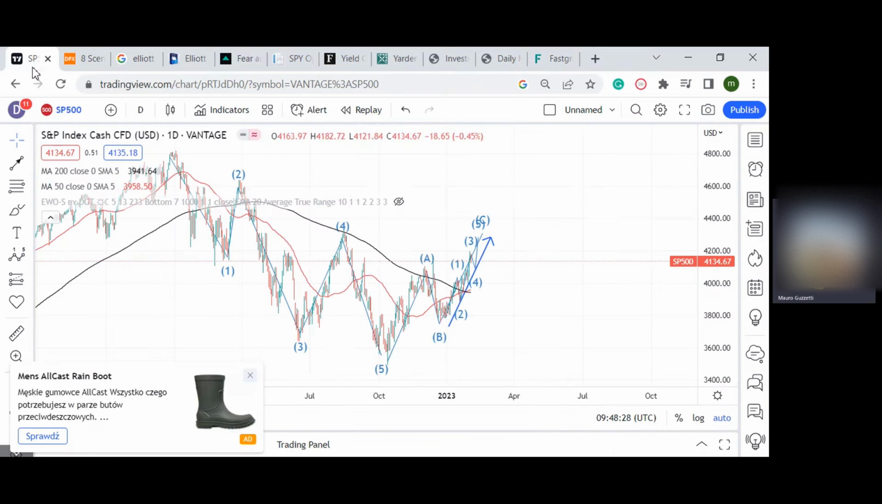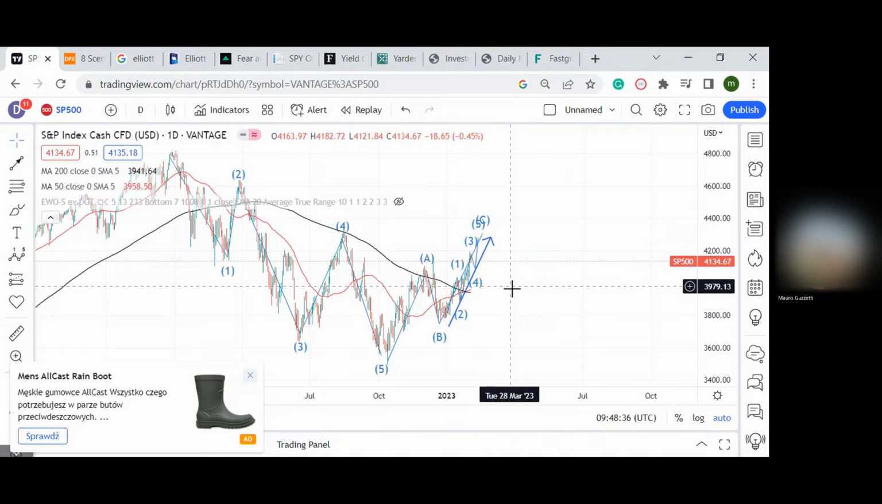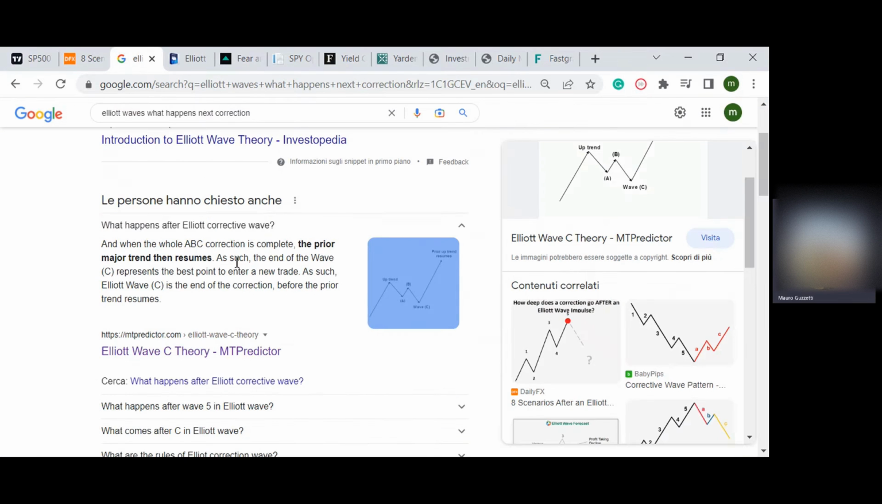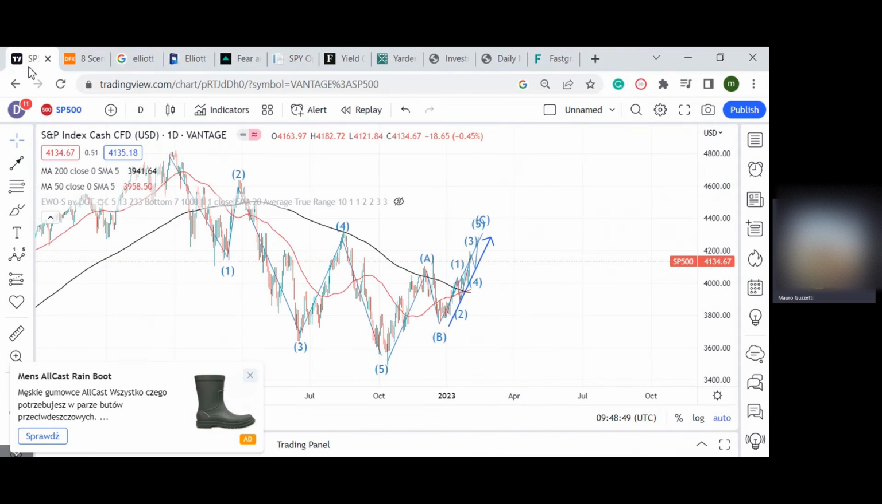So guys, coming back to the conversation, we are in a very dangerous market because we are probably at the end of this Elliott wave, and you need to be very, very careful at this time, because the major trend, as it's written here, after the ABC correction is complete, will probably drop. Thank you guys, and have a great rest of the day.